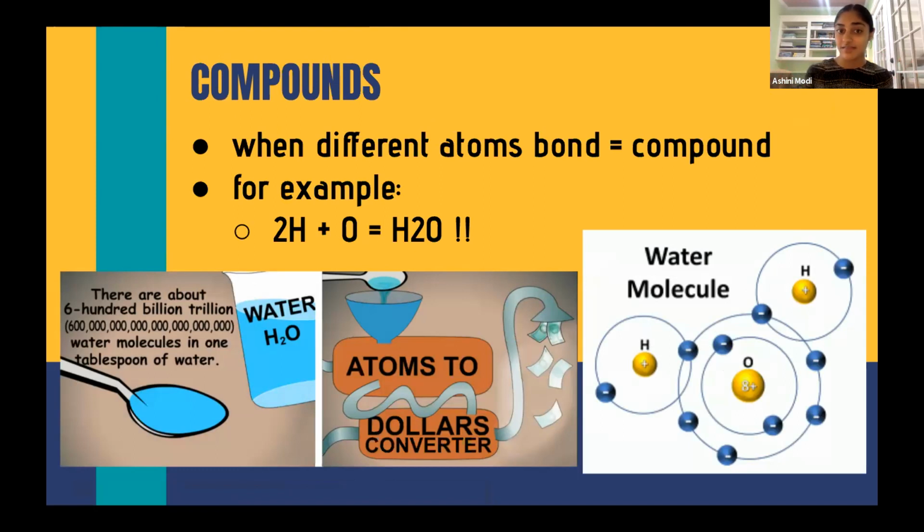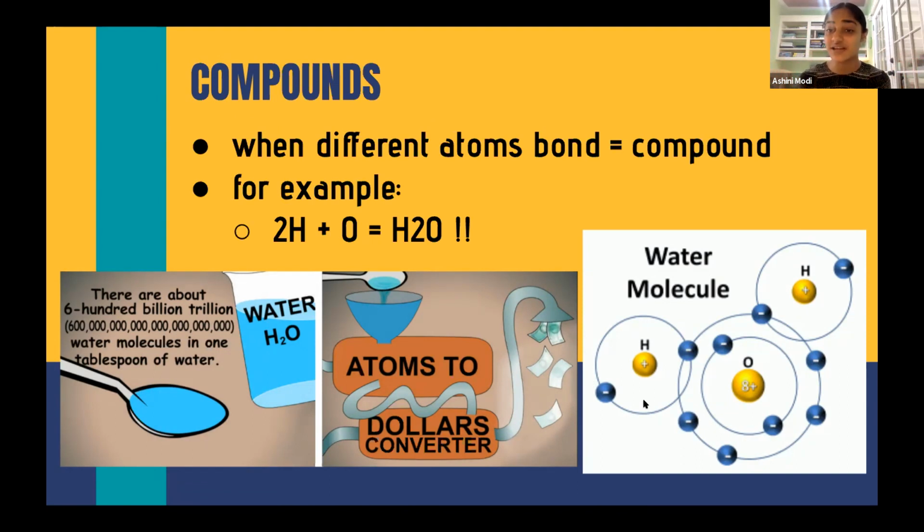So water, like Shebad was talking about in the beginning, water is actually the combination of 2 hydrogen atoms and 1 oxygen atom, and they bond together, as you can see in this picture at the bottom, and it creates H2O. And there are about 600 billion trillion water molecules in 1 tablespoon of water.